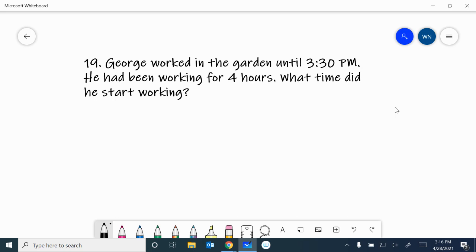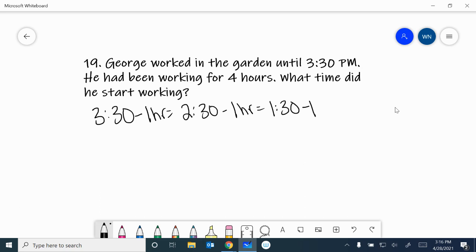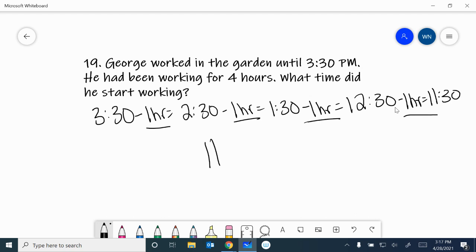George worked in the garden until 3:30 p.m. He had been working for 4 hours. What time did he start? So let's do 3:30 minus 1 hour is 2:30. Minus 1 hour is 1:30. Minus 1 hour is 12:30. Minus 1 hour is 11:30. Let's count that up to make sure we have it right. 1, 2, 3, 4 hours. Your answer is 11:30.